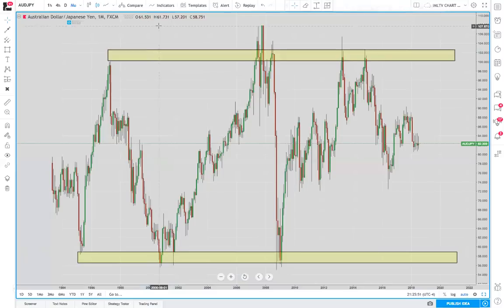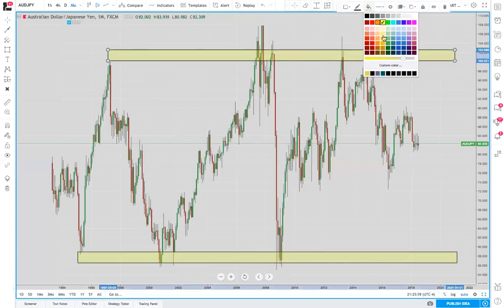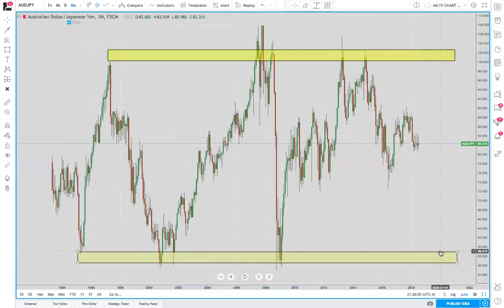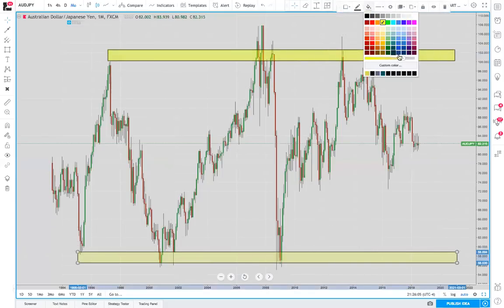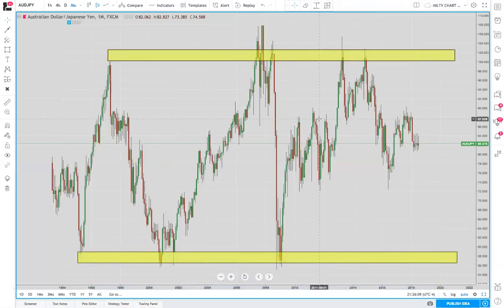For those of you who have a little bit more experience, you might understand this. You can also color coordinate your time frames. Let's say we make this one a little bit more yellow so it stands out. These are the ones that I drew on the 1 month time frame. I can color coordinate these areas based on the time frame that I drew them on.